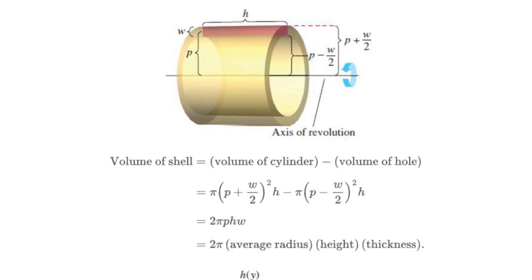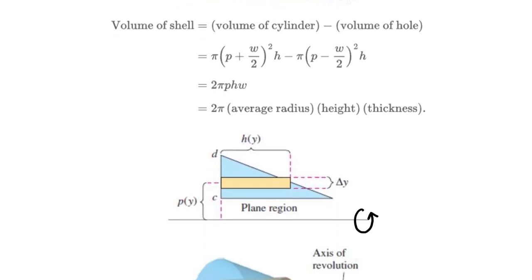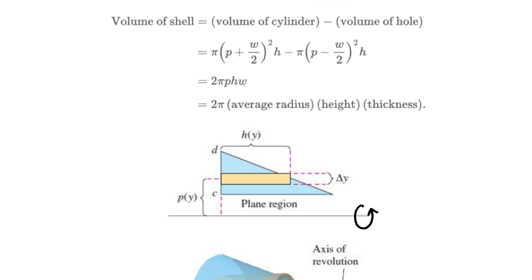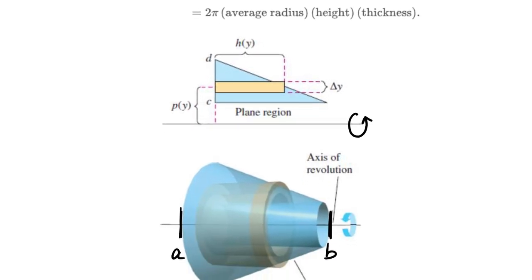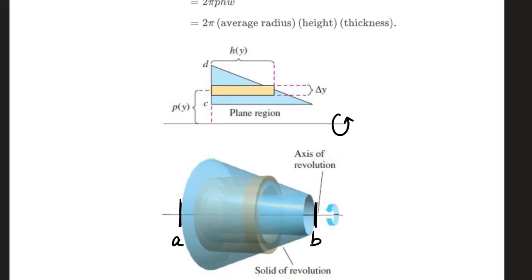Let me scroll. So the volume of the shell is the volume of the cylinder minus the volume of the hole. This part of the equation is the one we'll focus on when we get ready to set up our integrals later. Let me scroll a little bit farther. There we go.